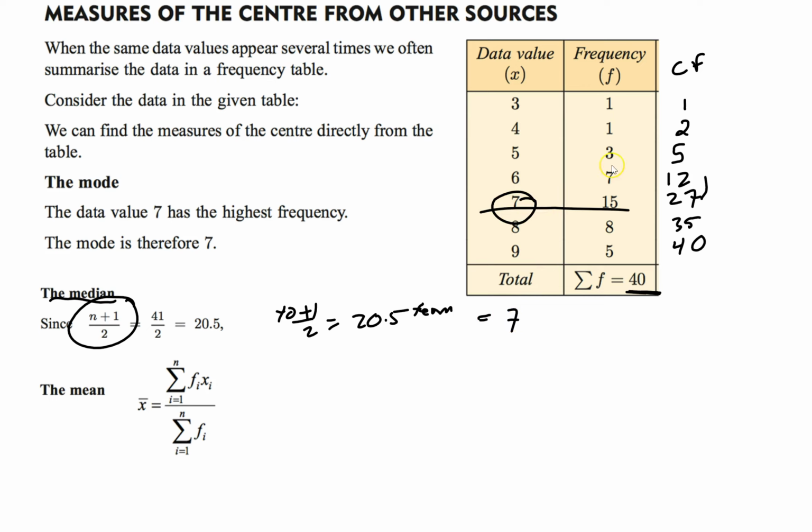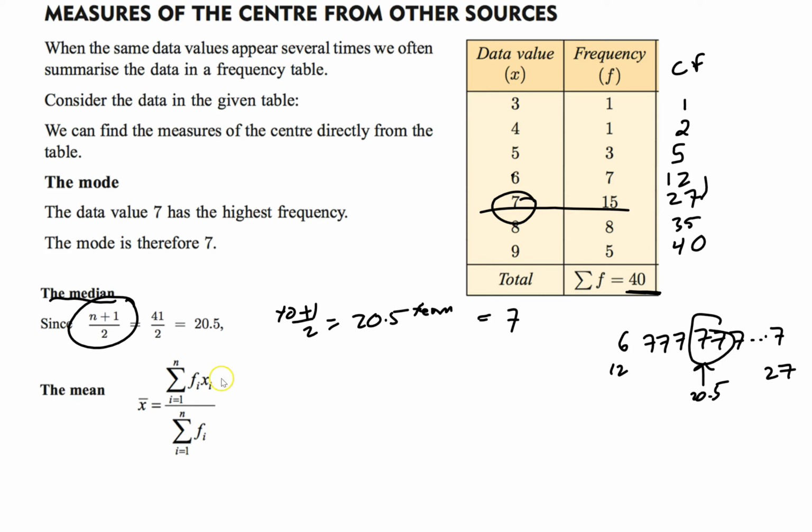Again, the way that worked, because at 3 I only had 1 number. At 4 I had 2 numbers. At 5 I had 5 numbers total. At the end of 6 I had 12 numbers. At the end of 7 I had 27. So right where I had 6s, I was at 12, but then I had a bunch of 7s, and this was 27. So the 20.5 term fell somewhere in between here, which is my answer for that.